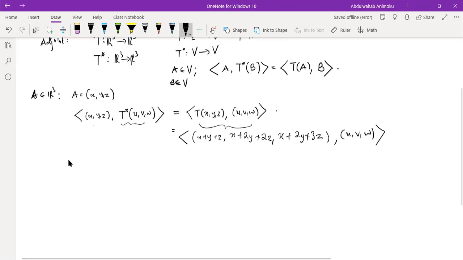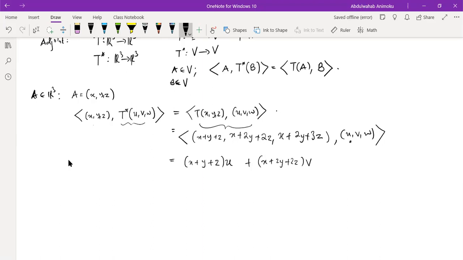So what is this inner product? We know that the inner product is just the sum of the products of each component. This would give us the first component multiplied by the first component here, plus the second component of the first vector multiplied by the second component of the second vector, plus the third component of the first vector multiplied by the third component of the second vector.